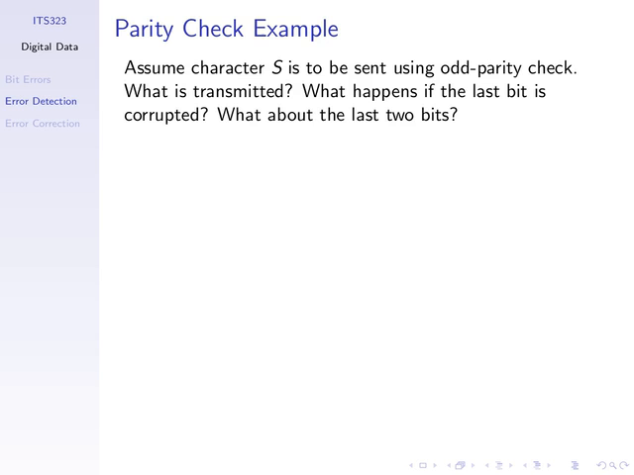So normally we'd like to be able to detect single bit errors. Detecting double bit errors would be nice, but in some cases it's not so important because double bit errors do not happen much. But still, parity check is very simple, but it does not work when we have an even number of errors.